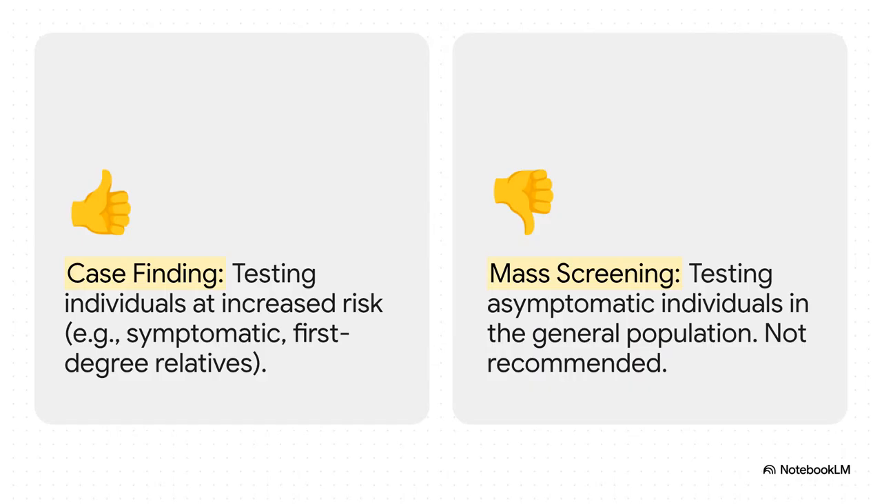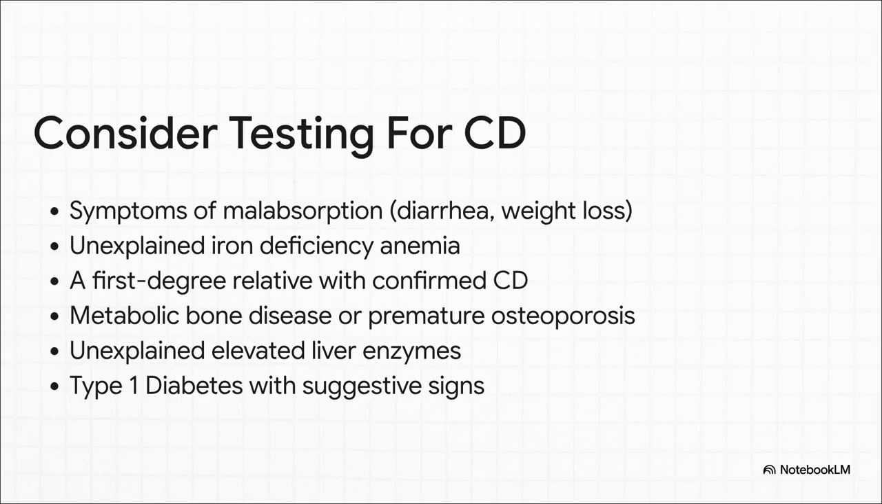And here is the single most important takeaway. The ACG strongly recommends a case-finding strategy. We are not doing mass screening. The whole idea is to be targeted, to be strategic, and to focus our testing on those individuals who are in high-risk groups. So what does that look like in your clinic day-to-day?